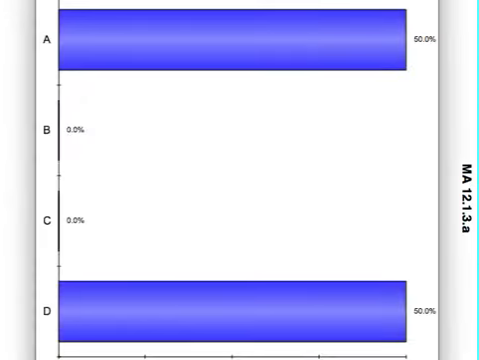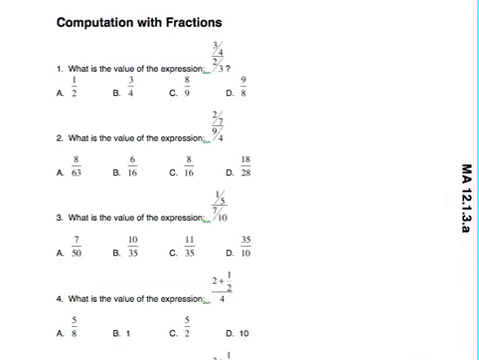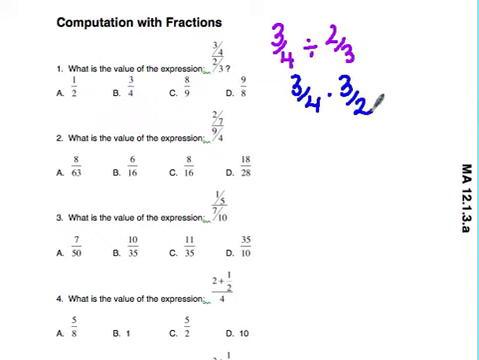All right, so we had A and D split evenly, so let's see what we ended up getting. Okay, so 3/4 divided by 2/3. Remember, to divide fractions, you multiply by the reciprocal, and so I get 3/4 times 3/2. So your answer should actually be 9/8, letter D.